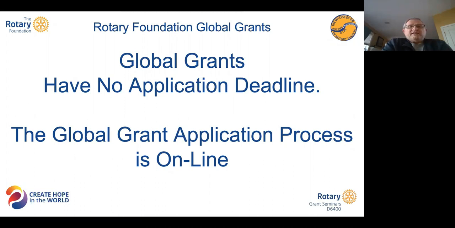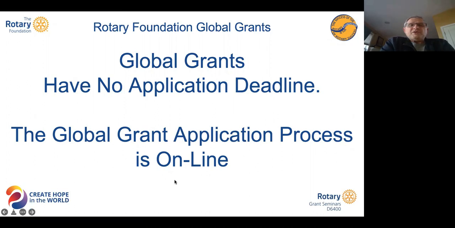Global grants, the nice thing is that there is no application deadline. Everything is online. You can start a global grant at any time. When you open up the global grant application, you need to have some information ready to go. You need a title. You need to know where it's going to be, and you need to know the partners of your Rotary Club, and you need to know the committee members' names, both for your club and for the partner club.